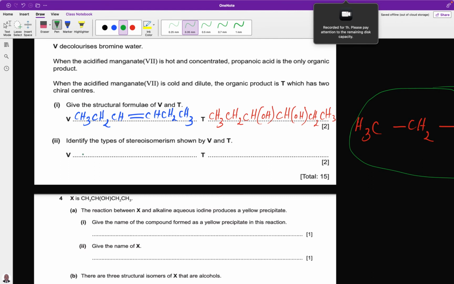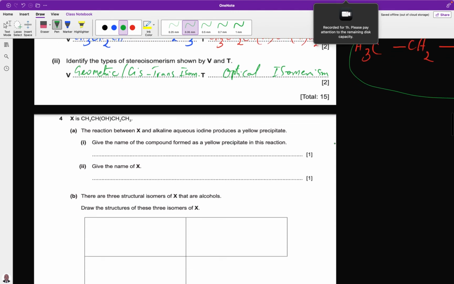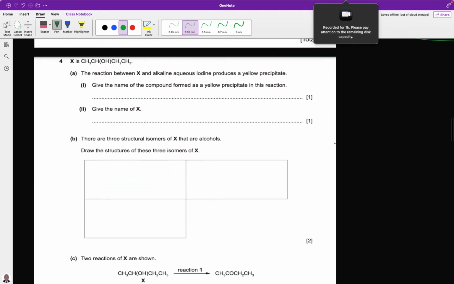We say V will undergo geometric, or cis-trans isomerism. Then T will undergo what? Optical isomerism. If you do that, you are fine. It takes us to the last section of our question.